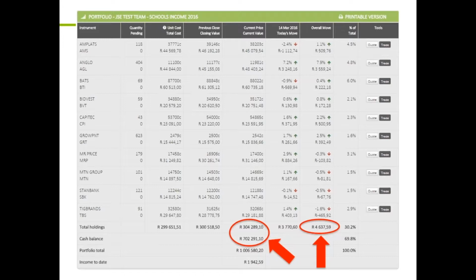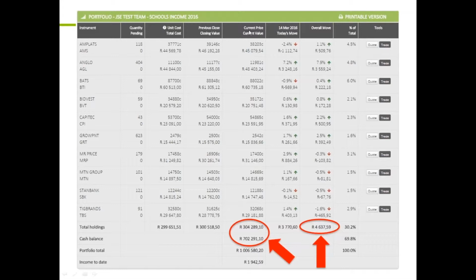The quantity or pending is saying how many shares you own, how many you bought, and if you are selling, it would state a negative. Let's say I sold all of them, Amplats, it would be negative 118 as the amount I'd be selling during the course of the day. The unit cost, or the total unit cost, is the total amount it's cost you to buy this particular company, and it includes the transaction, the broker's fees, the tax. So everything's included there, the VAT.